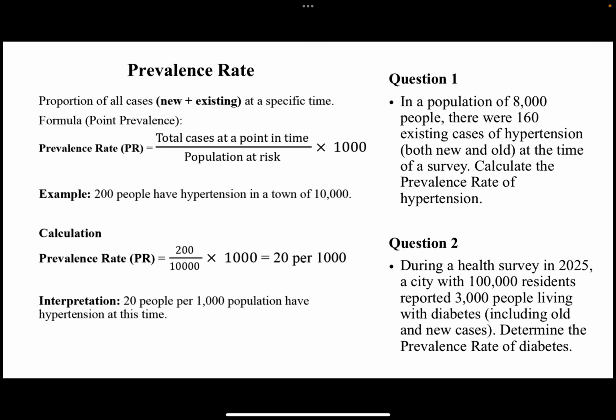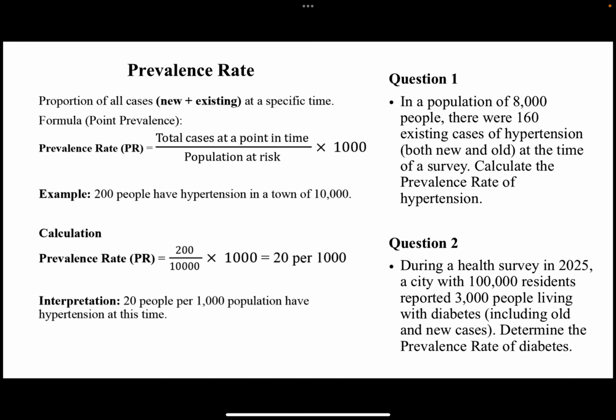So prevalence rate is equal to 200 over 10,000. Then you multiply by 1,000. In the end, you get 20. And you express it as 20 per 1,000 per year. Is that okay? And what that means is that 20 people per 1,000 population have hypertension. So if you take any 1,000 people from the population, 20 of them had hypertension.